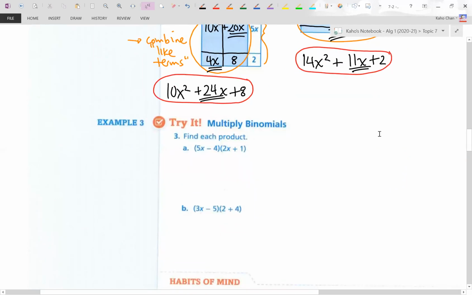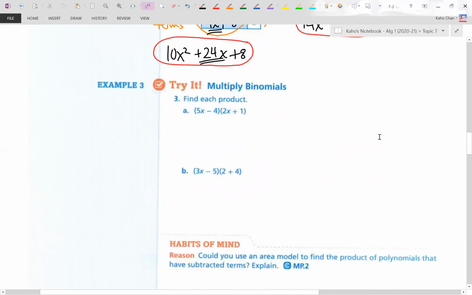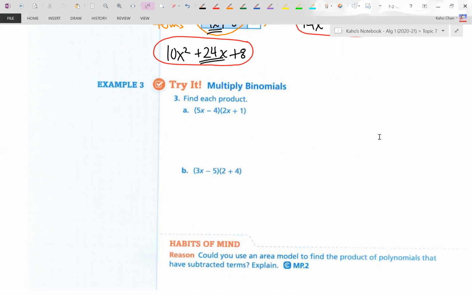All right. Well, we're going to just keep going. All we're doing is multiplying. Whether they present the product with rectangles or with actual algebra, it's all the same. It doesn't really matter, okay? I mean, you can use a box if you want to. If you don't want to, that's fine too.